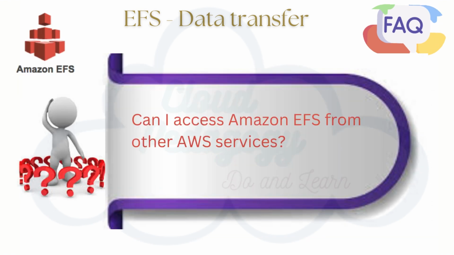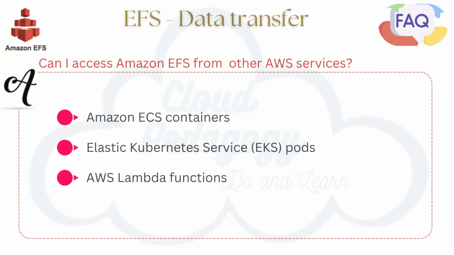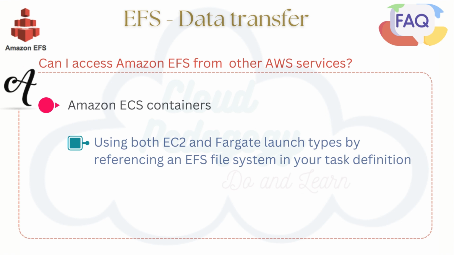Next, can I access Amazon EFS from other AWS services? Yes, of course you can. You can access Amazon EFS from other AWS services like Amazon ECS containers, Elastic Kubernetes Service, and AWS Lambda functions. In Amazon ECS containers, you can access EFS from containerized applications launched by Amazon ECS using both EC2 and Fargate launch types by referring to an EFS file system in your task definitions.